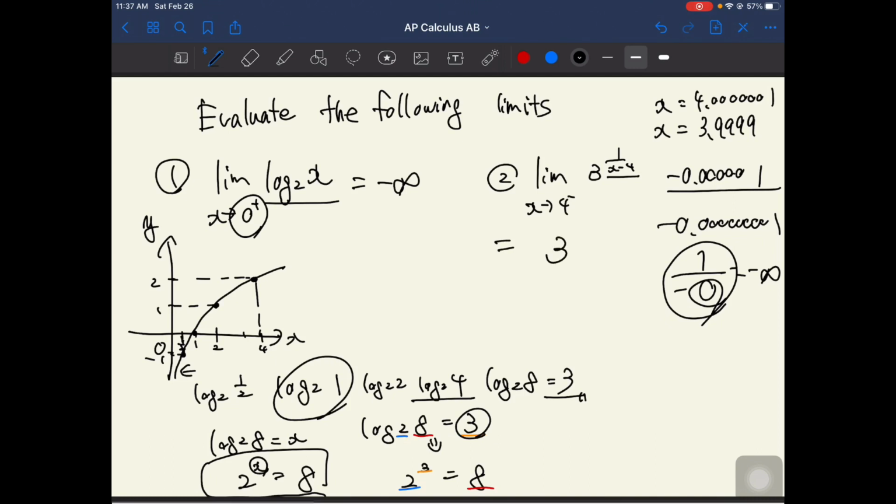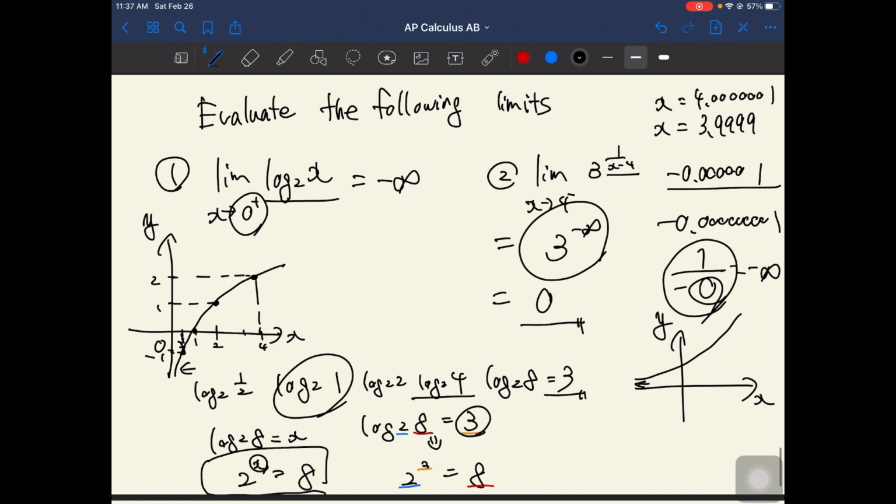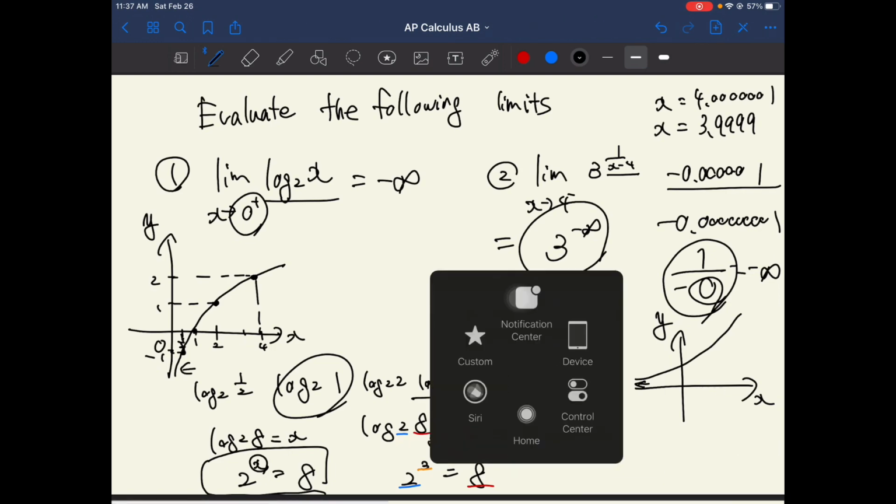Then it's going to be 3 to the negative infinity. You know the function of 3 to the power of something, it's going to be like this. So as x approaches negative infinity, the value of this one is getting close to 0. Yeah. So the answer is 0. That's it.